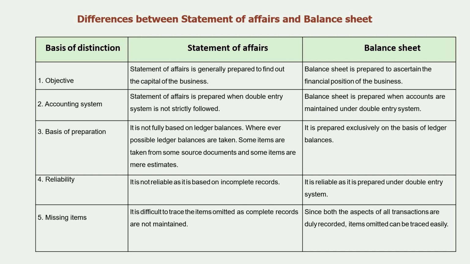When coming to the reliability, statement of affairs is not reliable as it is based on incomplete records. But balance sheet is reliable as it is prepared under double entry system. When coming to the missing items, in statement of affairs, it is difficult to trace the items omitted as complete records are not maintained. But in the case of balance sheet, since both the aspects of all the transactions are duly recorded, items omitted can be traced easily. These are the 5 bases of distinction between statement of affairs and balance sheet.